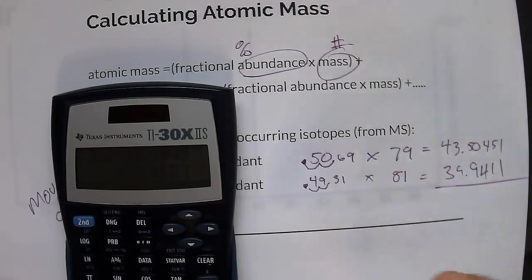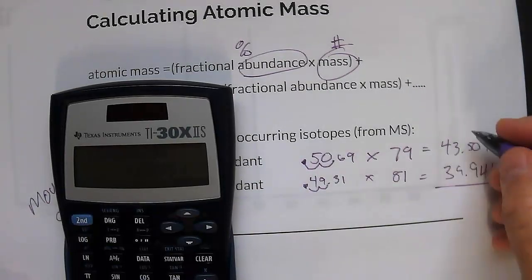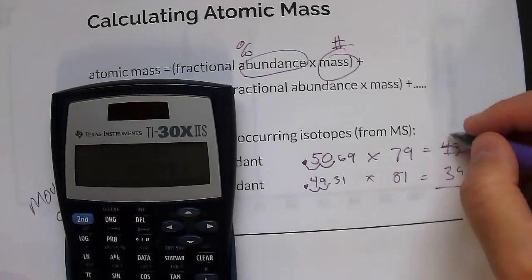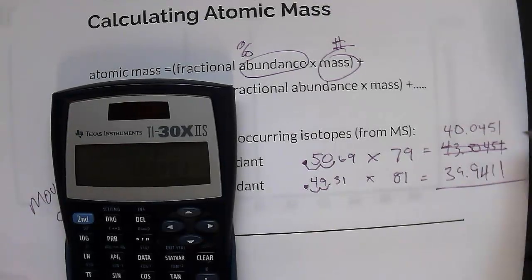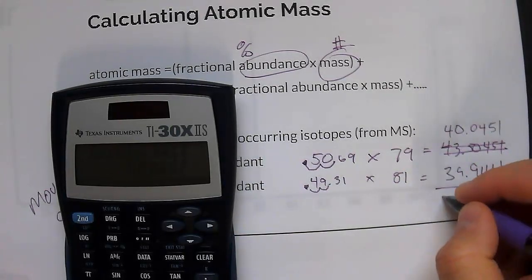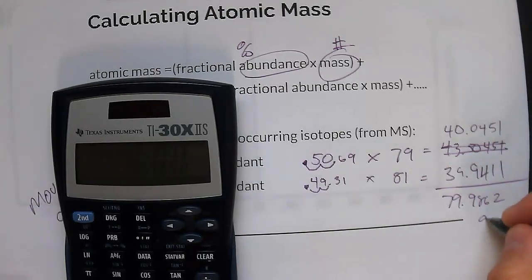I think I made a mistake. Let's go back. 0.5069 times 79. Right. This number is incorrect. See, it's possible to make mistakes. I make mistakes. Everybody makes mistakes. Okay, so 40.51 plus 39.9411. And so we get 79.9862. And the units on that number are AMU, atomic mass units.